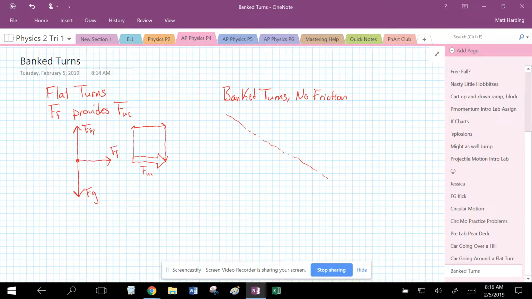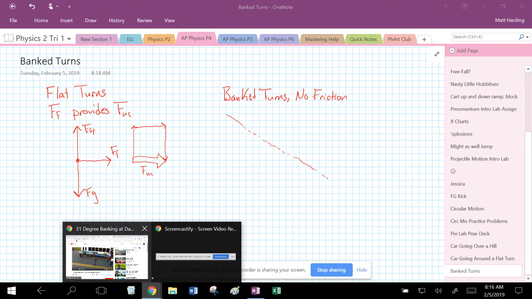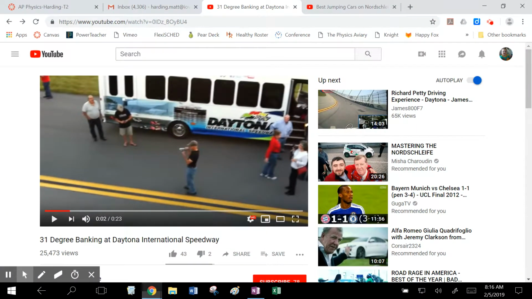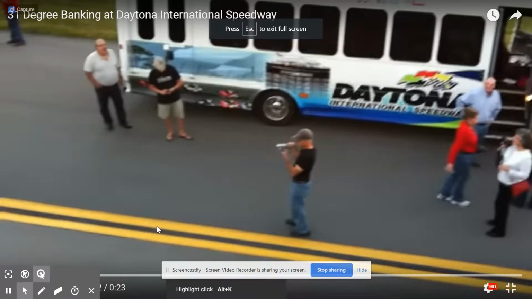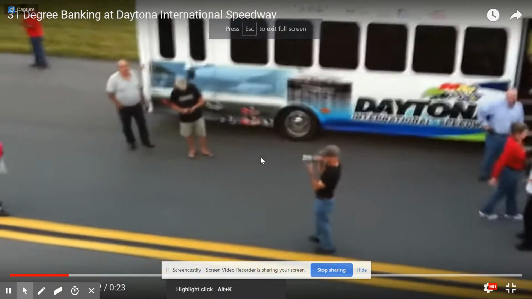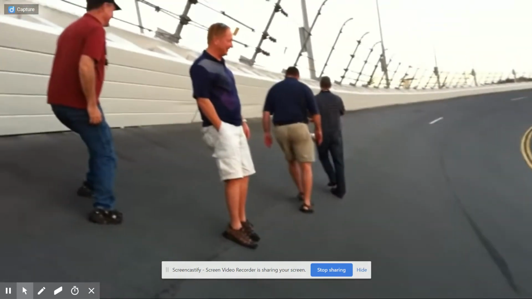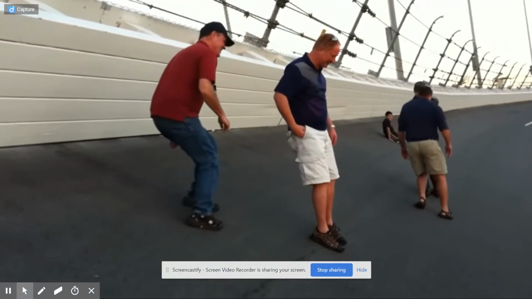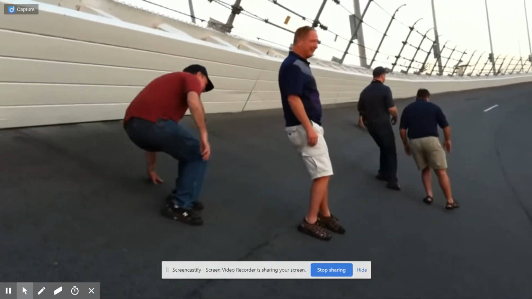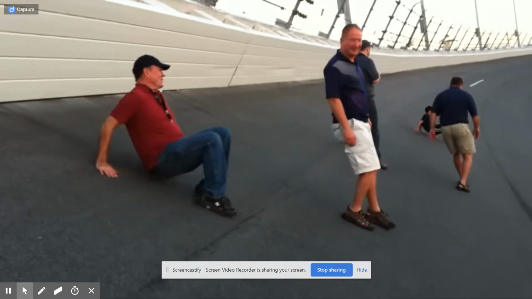But there are some other situations where it's not friction providing the unbalanced central force, but something else. So take a look at this video here. This is taken at the Daytona International Speedway. It's a famous racetrack in the U.S. in the South. And these guys are standing on one of the turns.